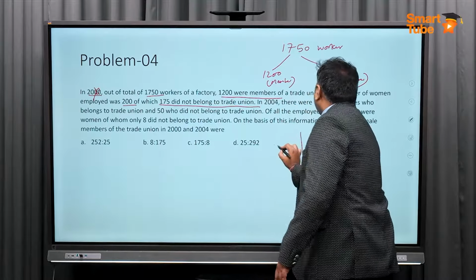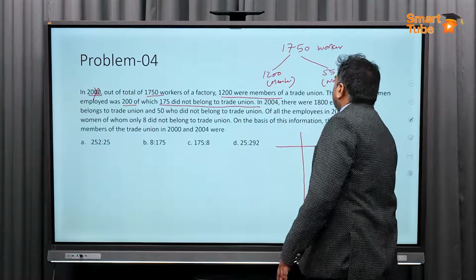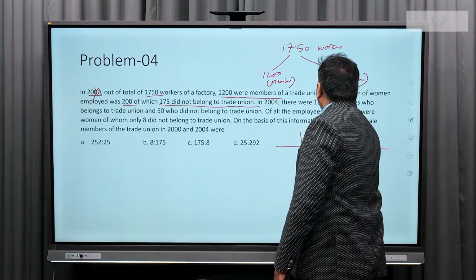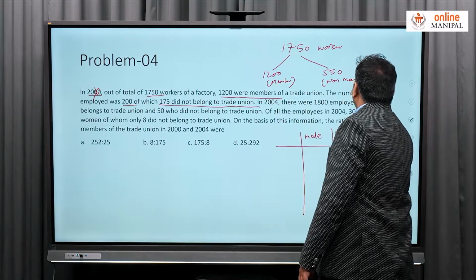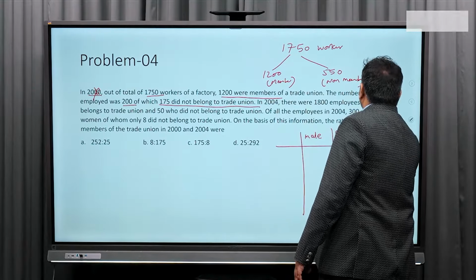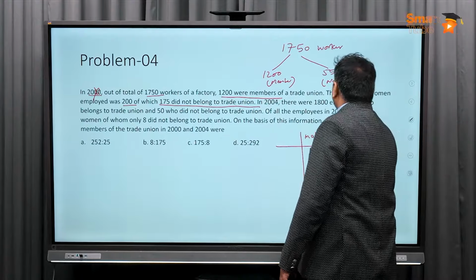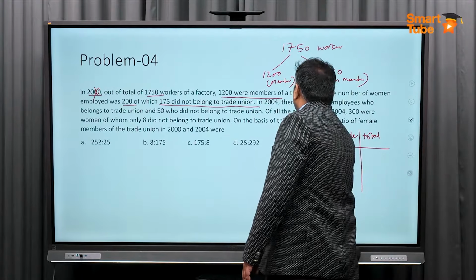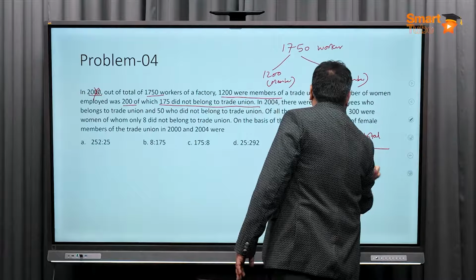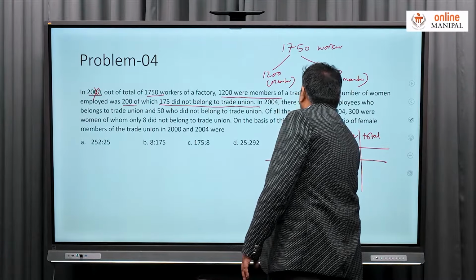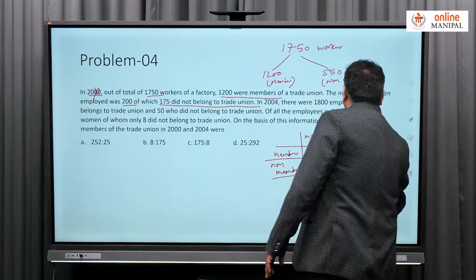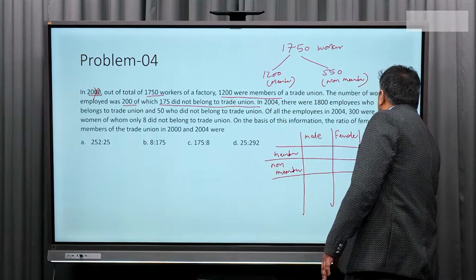So if I draw the tabulation here, we have male, female, total, member, non-member. Total given is 1750.